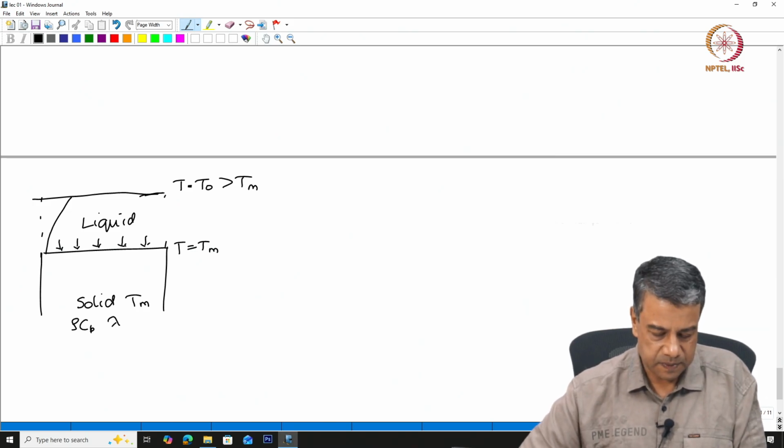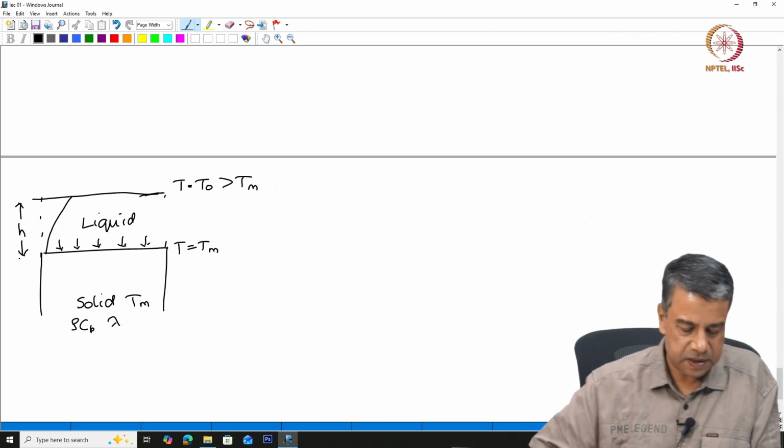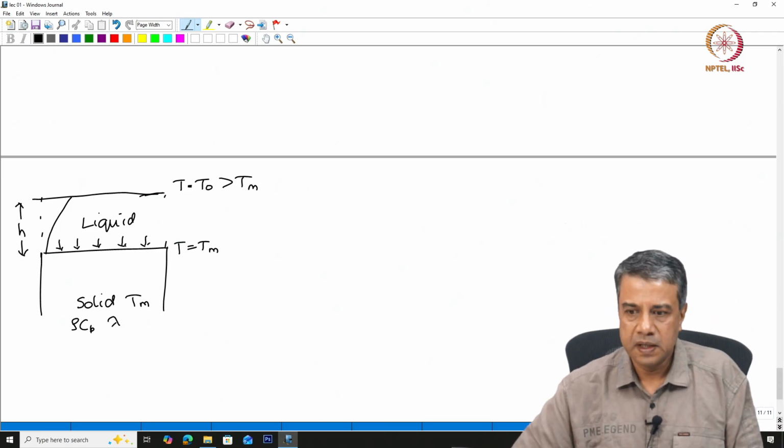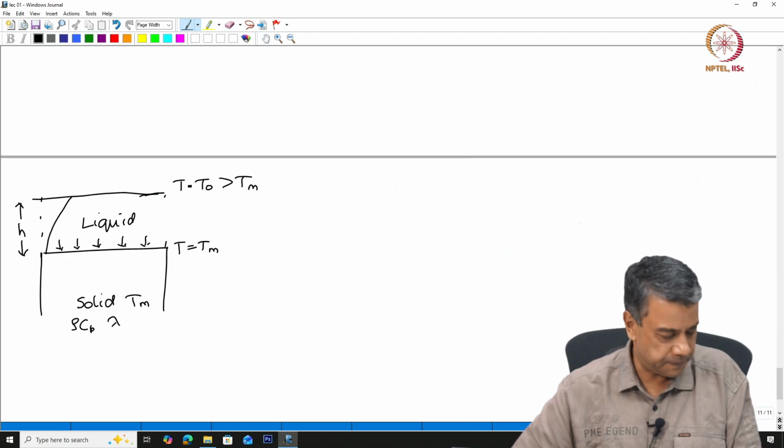So how do I solve this problem? This liquid film has a height h above the solid, and as the solid melts, this height h is increasing. So the height h is a function of time, it is increasing as a function of time.